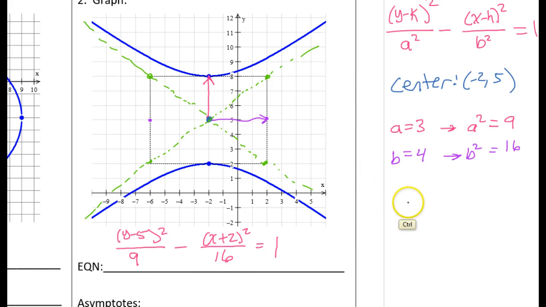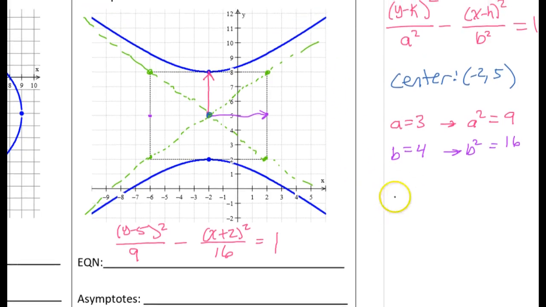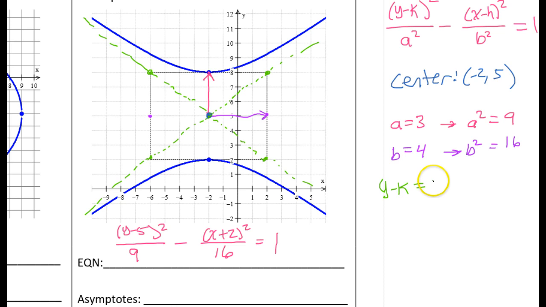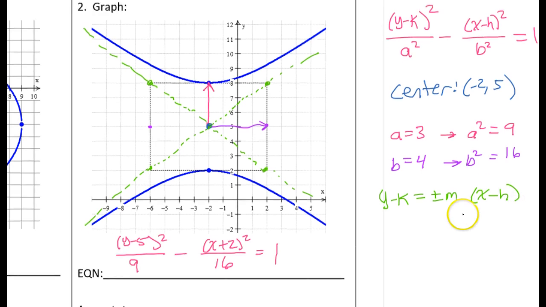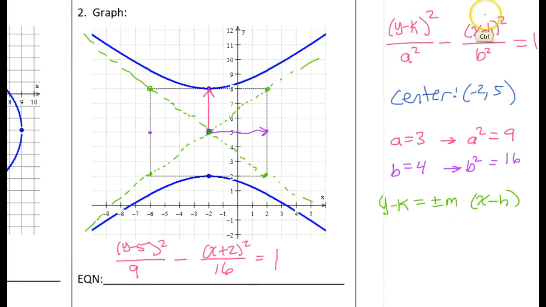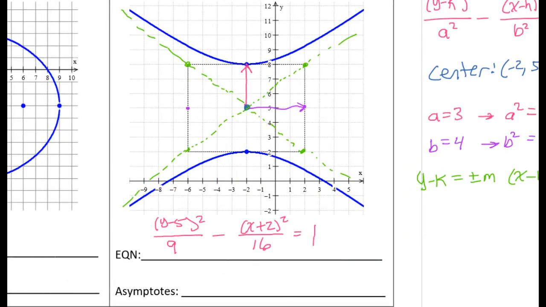So for the equation of the asymptotes, it's always going to go like this. It's always going to be y minus k is equal to plus or minus the slope of the asymptote times x minus h. Okay, now this y minus k and x minus h should be looking really familiar. It's the same thing that we just did when we made the standard form equation. So my y minus k is really y minus 5. I guess I can just start to write this down.